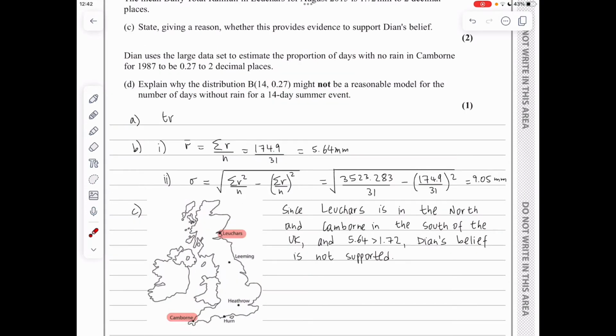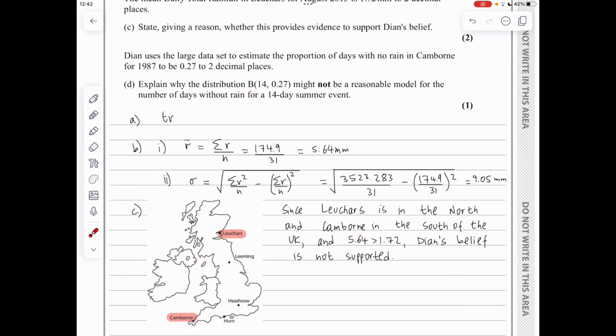In part D, we are told that Diane uses a large dataset to estimate the proportion of days with no rain in Camborne for 1987 and finds this to be 0.27 to 2 decimal places. We need to explain why the distribution binomial 0.27 might not be a reasonable model for the number of days without rain for a 14-day summer event.